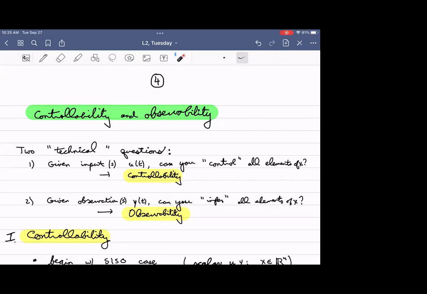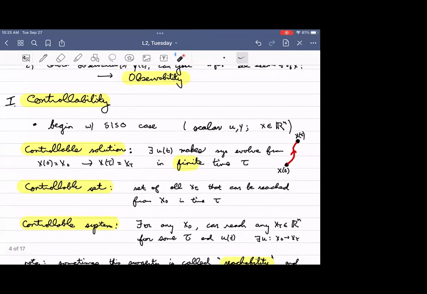We observe y as a function of time, but what we would really like to know is x as a function of time. So the questions that we'll ask are, given an input u of t, which let's say at this point we're free to specify any way that we want, can you control all of the elements of x? Can you make x do what you want? And complementary, if you are given the observations y, starting in the past, do you know what x is now? This is where we'll start. So let's think about a single input and a single output. So u and y are scalars, but remember x is an n-dimensional vector.